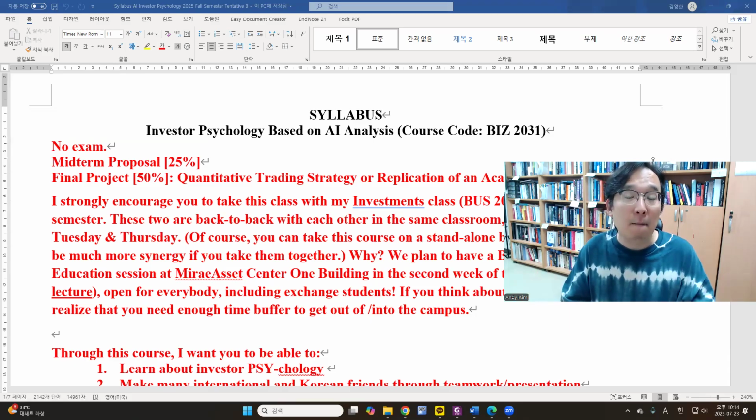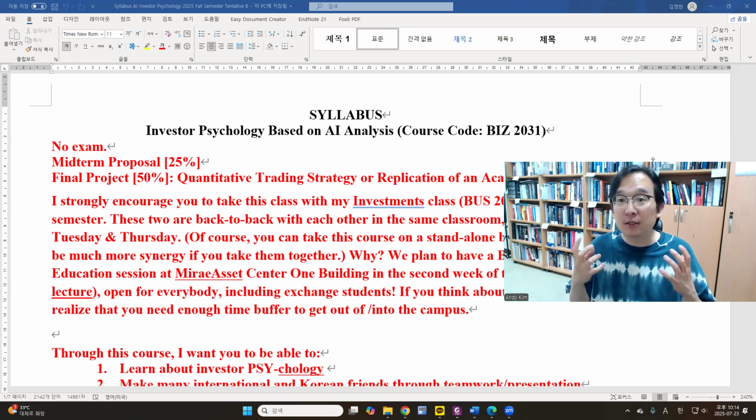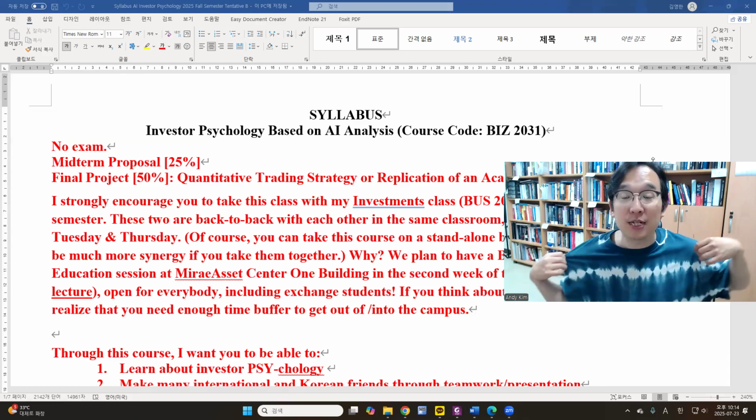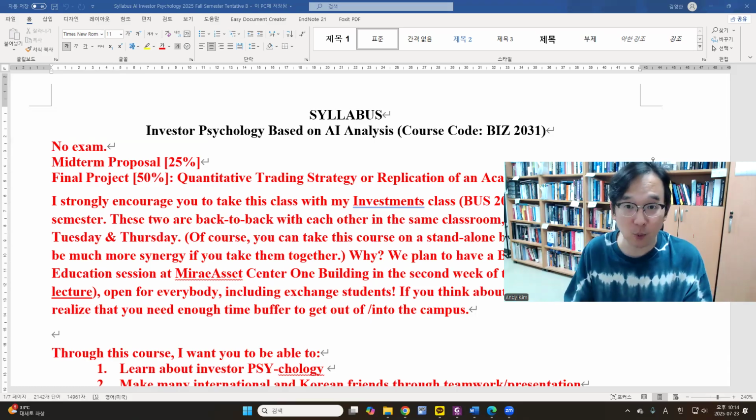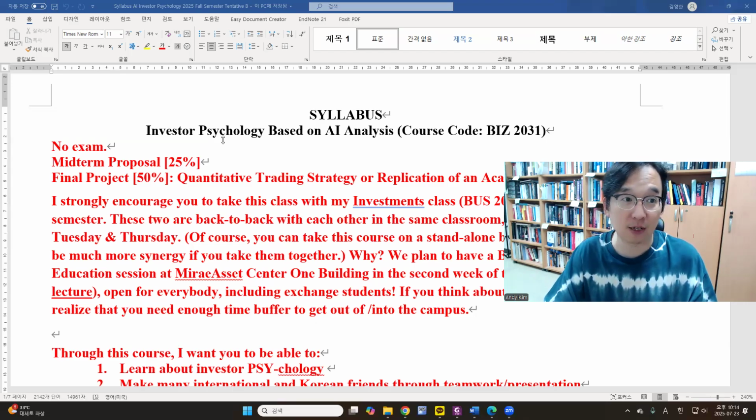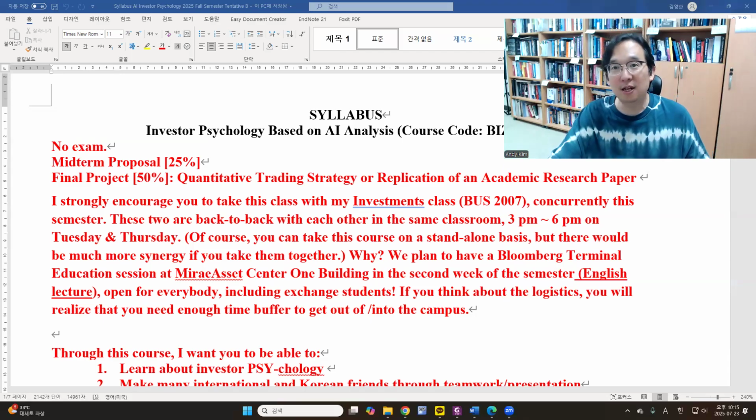That's it. Also, not just having fun, but I also want you to do financial modeling together, and solidify your understanding of financial economics. Also, behavioral finance, which means investor psychology. No exam in this class, right? No exam. That's great. But that means there will be a final project, which takes up 50% of your grade.